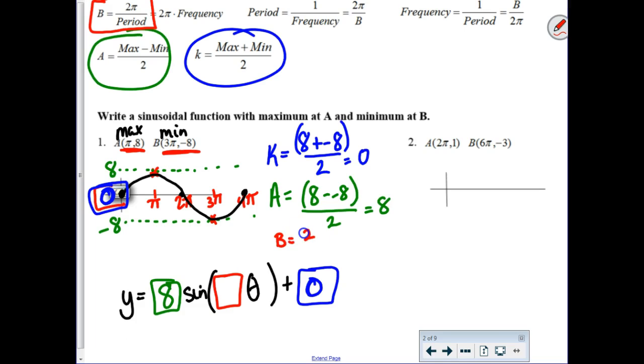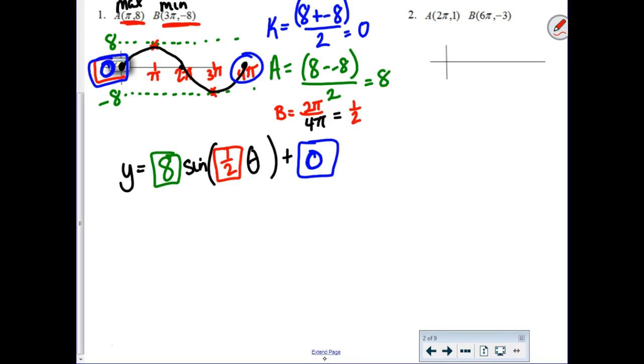Well, do you know the period? Very good. So he's looking at the graph, and he's saying the entire time it takes for it to go through the sine wiggle is all the way out to 4 pi. So the period is 4 pi. All right, guys, what happens when you take 2 pi and you divide it by 4 pi? You get 1/2. Very good. Ta-da, you're done. 8 times the sine of 1/2 theta, and then you don't have to say plus 0 on the end, but you sure can.